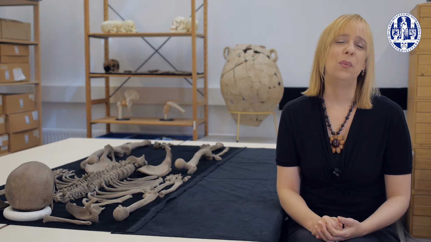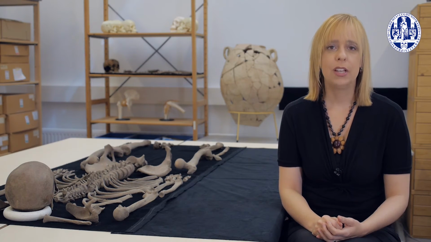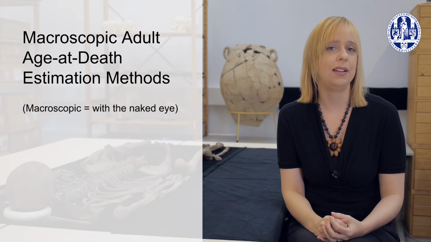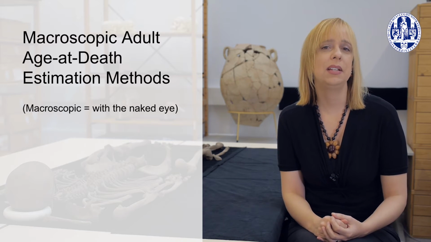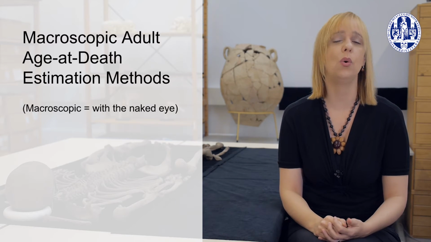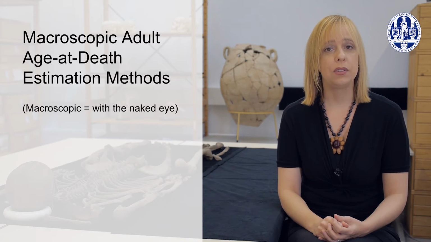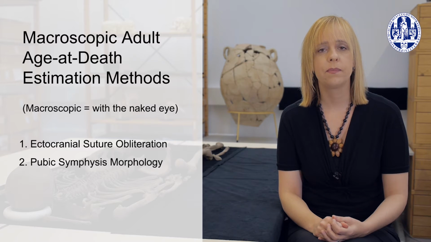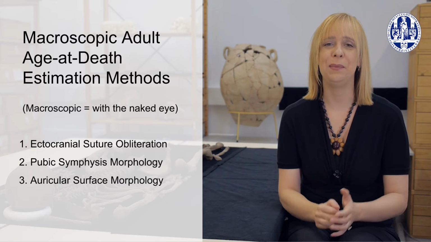In the rest of this video, we'll go over three common methods that are used to estimate adult age at death. Note, these are what we call macroscopic methods, meaning they're things that you can assess with the naked eye. We will not be reviewing microscopic methods, which are methods that require a microscope and are based on the proportion of different types of bone cells that increase or decrease with age. The three macroscopic methods are ectocranial suture obliteration, pubic symphysis morphology, and auricular surface morphology. It's a lot of big words, but don't worry, it will be clear soon.